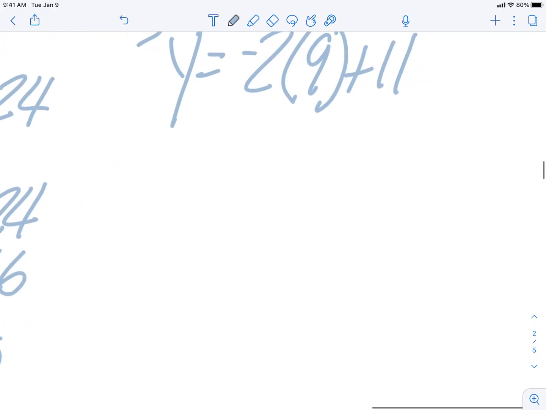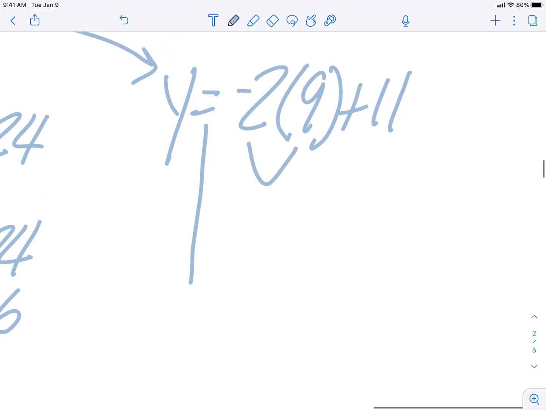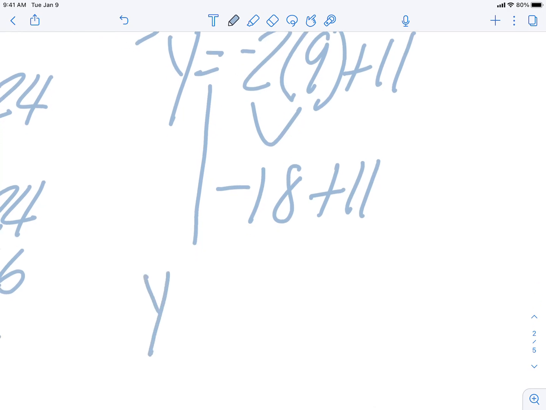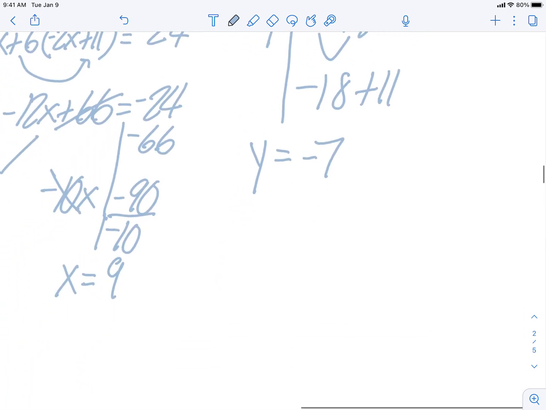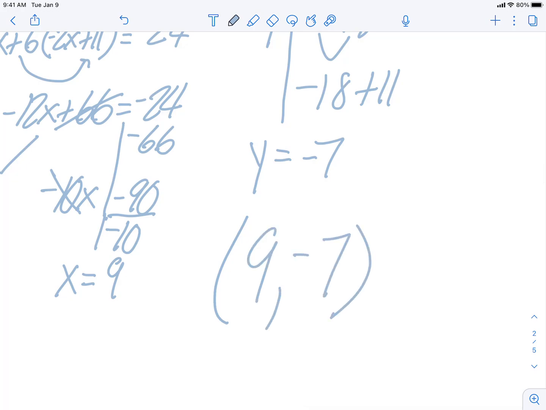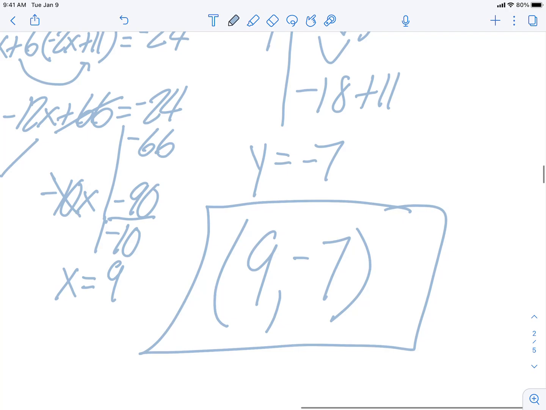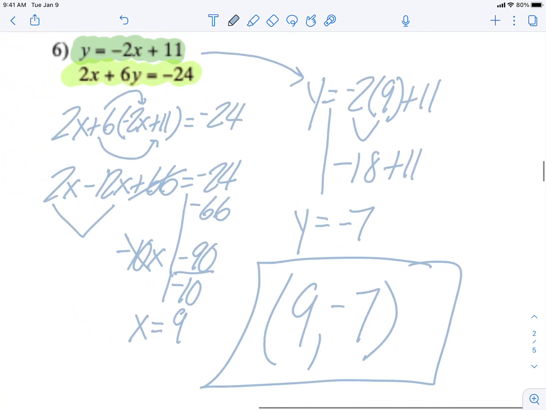So, draw my line of separation. Negative 2 times 9 is negative 18. Plus 11, again, different sign. So, 18 minus 11 is 7. Negative because 18 is bigger. So, my ordered pair is x is 9, y is negative 7. There you go. That is number 6.